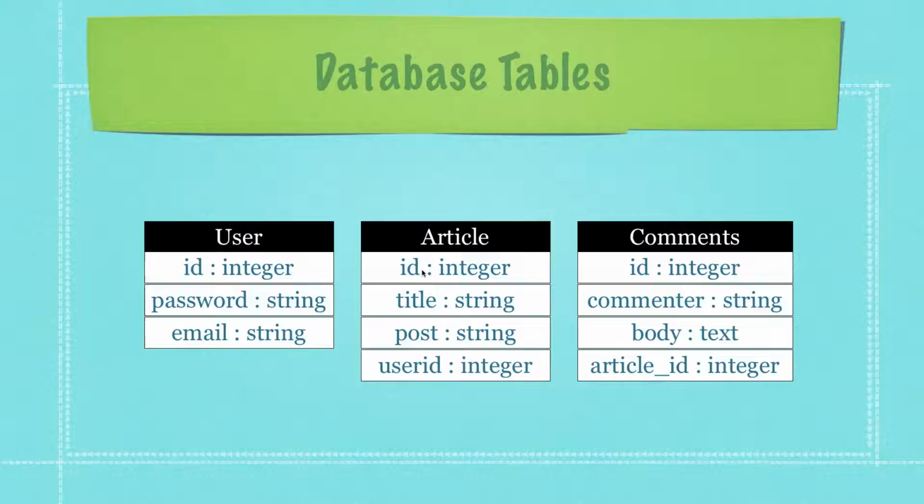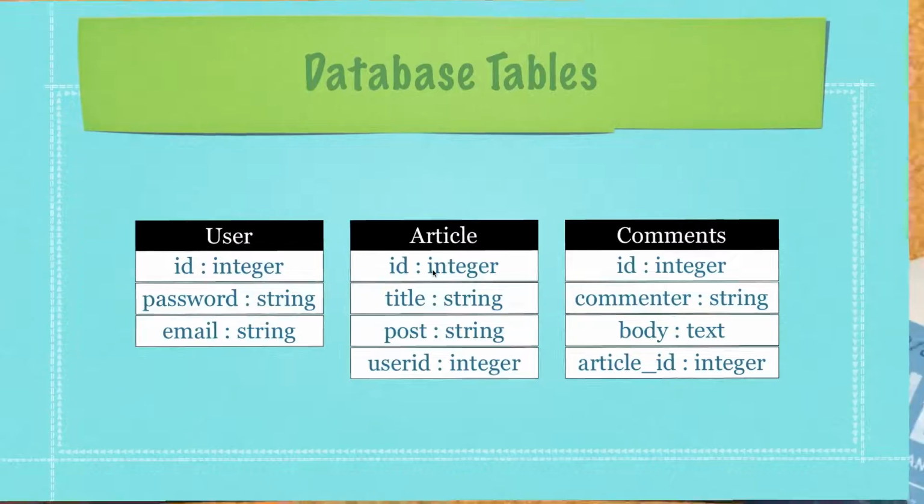Then we're going to have articles. Again, ID is created for us. So we're going to have a title, which is a string, post, which is a string, user ID, which is going to be an integer, and that's going to link to this table. Then we're going to have comments, again, ID, the commenter, the body of the comment, and the article ID, which is going to match into our articles. So now let's go in and create the whole thing.